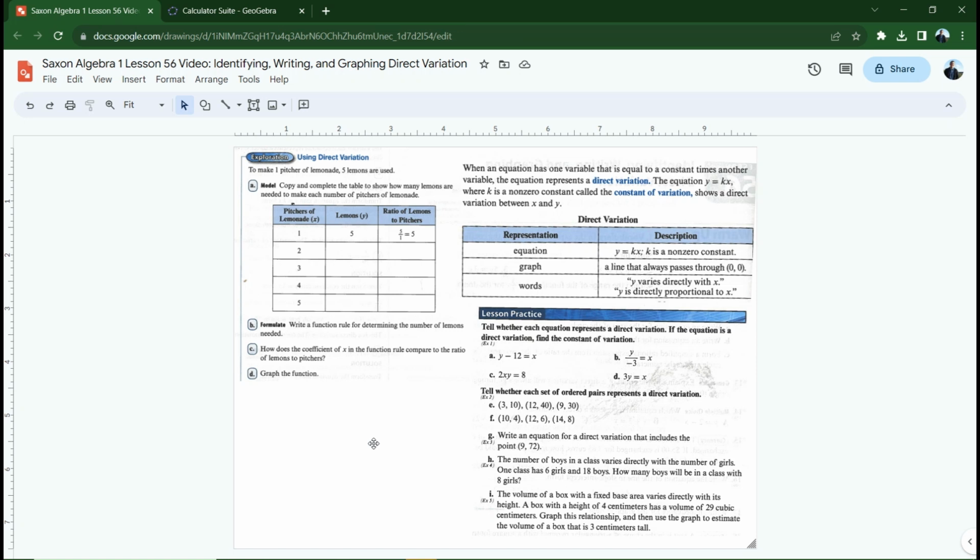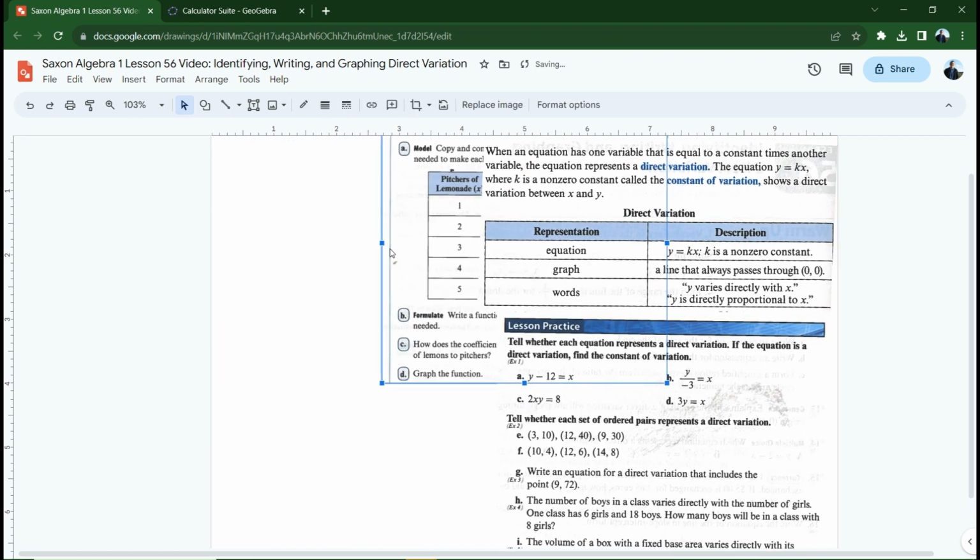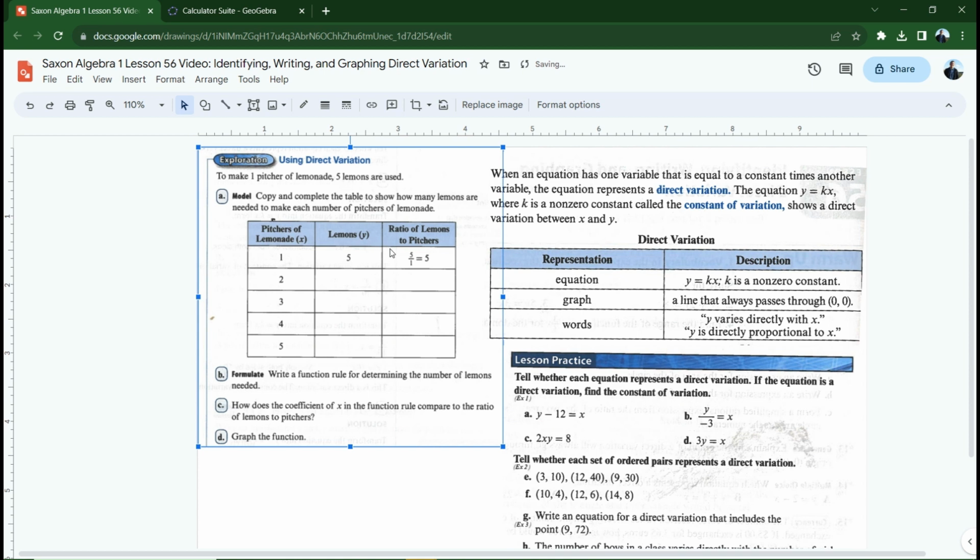Hey, algebra students. In this video, we are going to be talking about direct variation, and we're going to start by doing this exploration over here on the left. So, to make lemonade, when life gives you lemons, to make one pitcher, 5 lemons are used. We need to complete the table to show how many lemons are needed to make each number of pitchers.